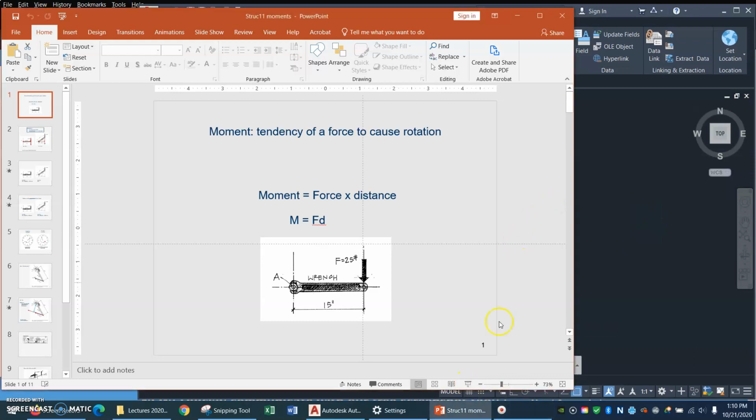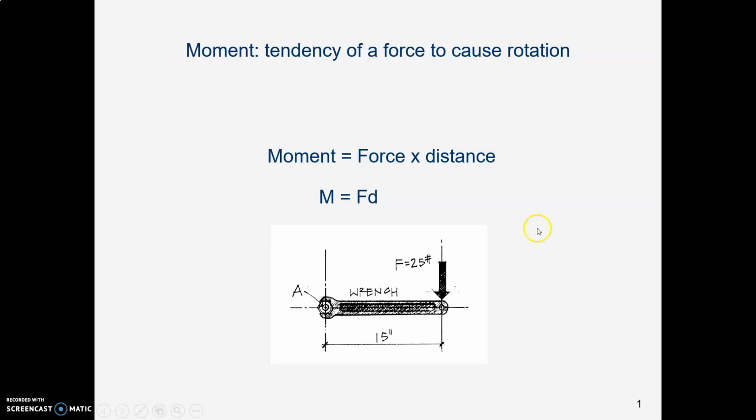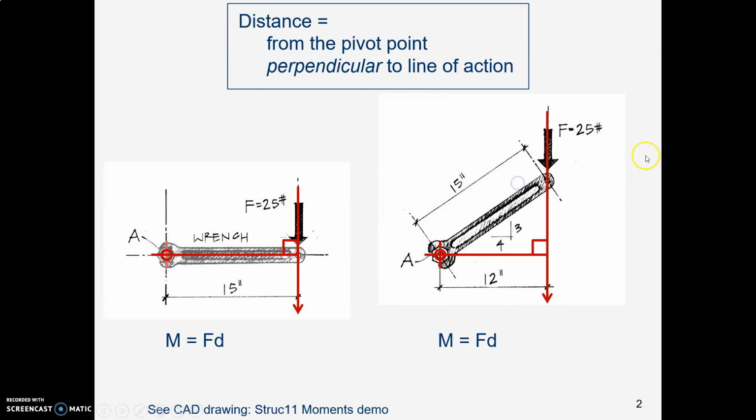Okay, let's think about moments that are sitting at an angle. Just to review, moment is the tendency of a force to cause rotation, and the way you figure it out is force times distance. Now, as we said earlier, distance is measured from the pivot point perpendicular to the line of action. So no matter what angle your wrench handle is sitting at, it's from the line of action that you measure your distance.